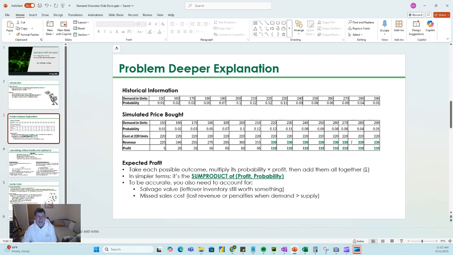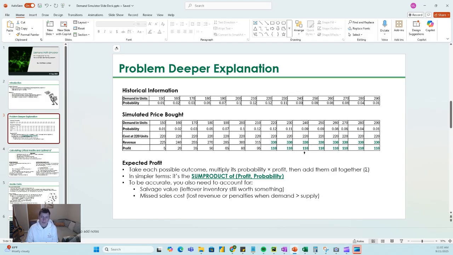You'll notice in the green I have it highlighted here, you can't get more revenue than 220 because you procured it at this level. So the most you can receive is 220 times $1.50, which equals $330 total overall revenue. And then down below, what you have is the expected profit that you'll get with the procured 220 units.